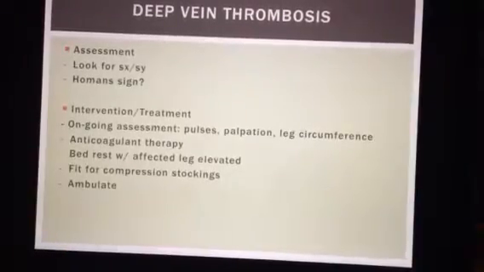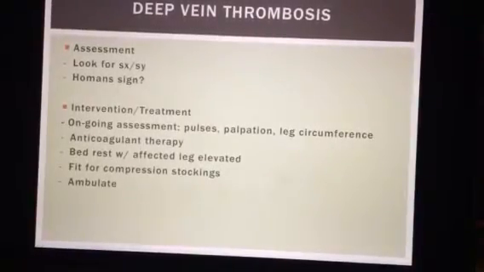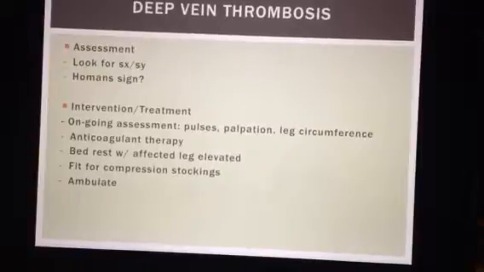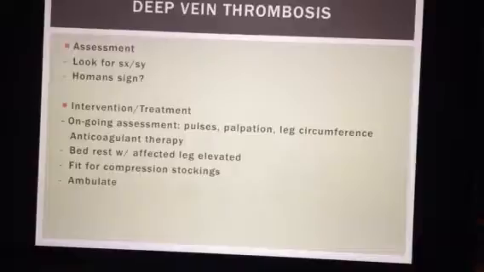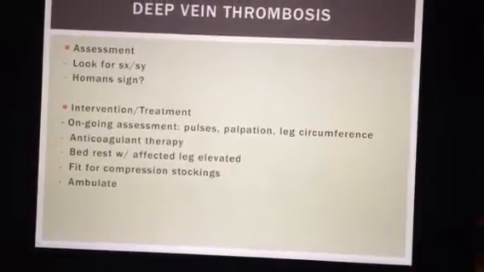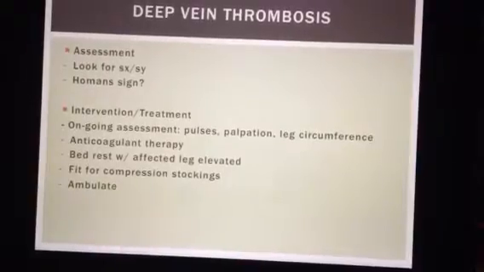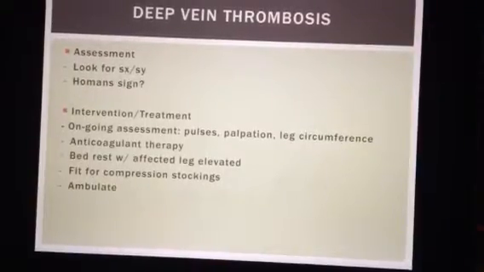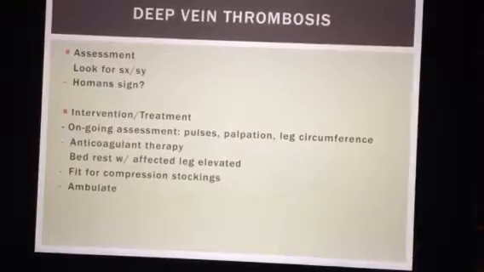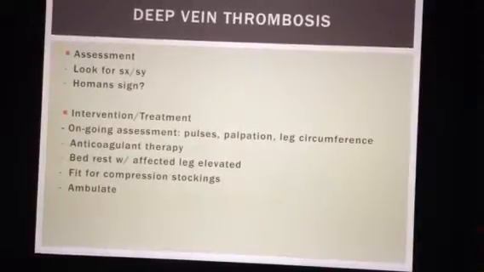We talked about Hohmann's sign, and more we are finding that maybe this test is not as effective as other objective and diagnostic tests, like ultrasound or Doppler. In addition, if we already suspect our patient of having a DVT, we're not going to perform the Hohmann's sign in an effort to prevent dislodging the clot and causing a PE.